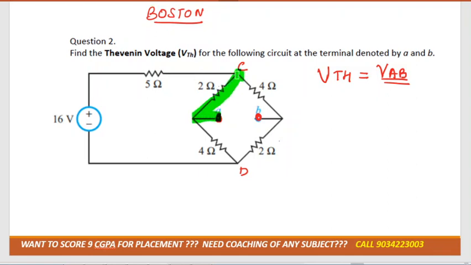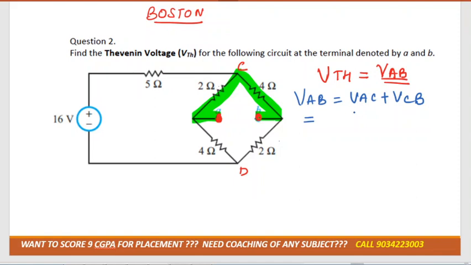A to C, C to B, right? Either you can follow this path or you can follow this path. That is totally depending on you. Got it? So for VAB, if I follow the above path, then can I write VAB would be equal to VAC plus VCB, right?